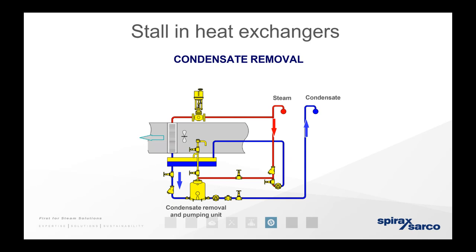So when you get stall, when you get higher pressure downstream than you do upstream, the motive steam is designed to kick in, pressurize the line and remove the condensate. So, any questions there?